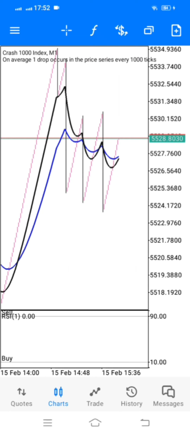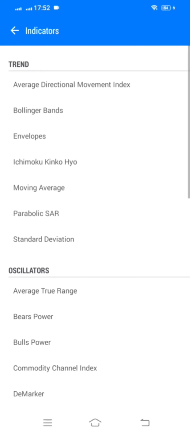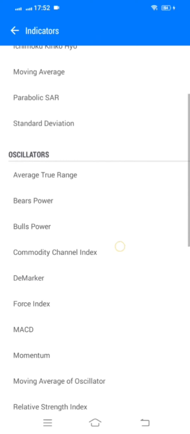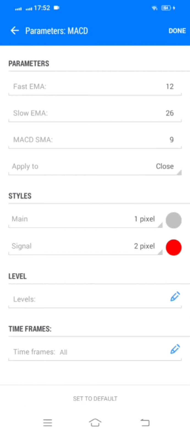Now we're going to move on to our next indicator. We click on the F icon once again. Over here, we're not going to click on the F plus on the main chart. We're going to click on the F plus on our indicator window 1, and we're going to look for the MACD indicator, which is this one over here. You're going to tap on it.